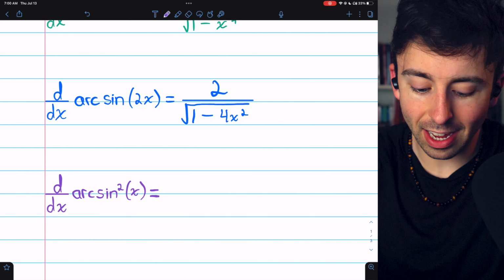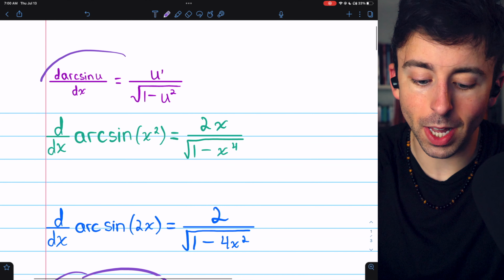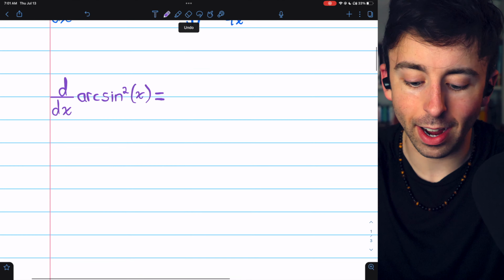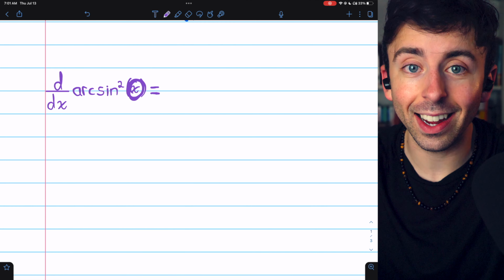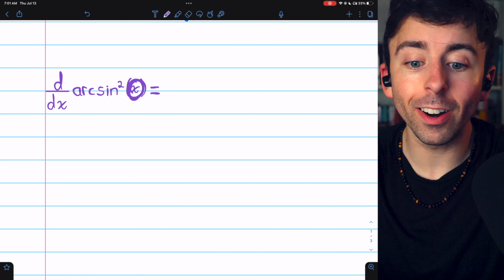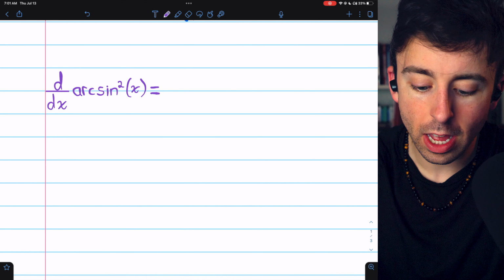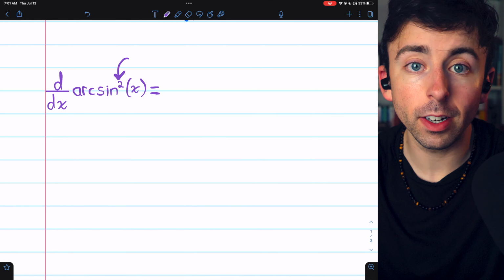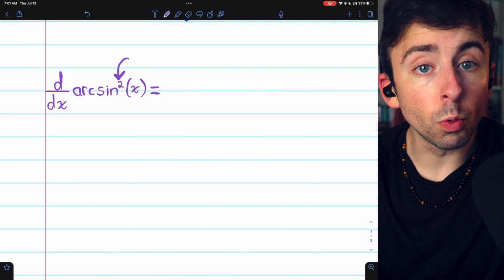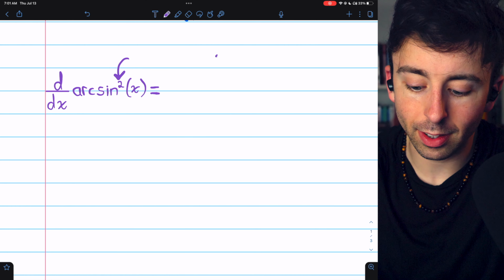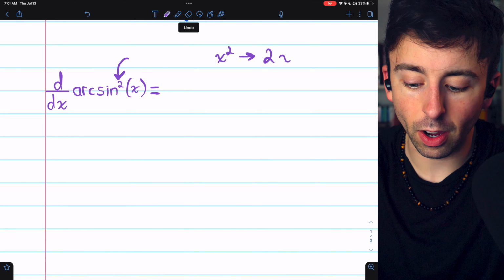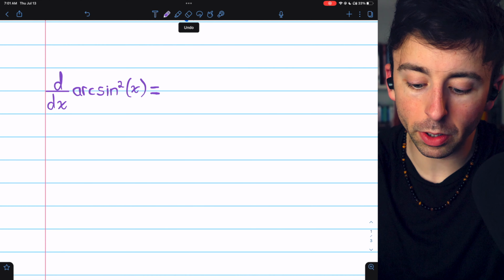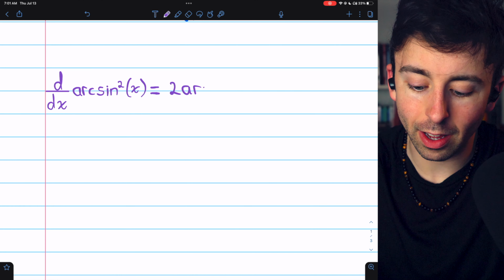In this last example, this formula does not apply because we don't have arcsin of some function. The thing inside arcsin here is just x. In this case, it's not arcsin which is the outside function, but it's a thing squared, which is the outside function. The derivative of a thing squared, like the derivative of x squared, is just 2 times that thing. So we need to have 2 multiplied by arcsin of x.